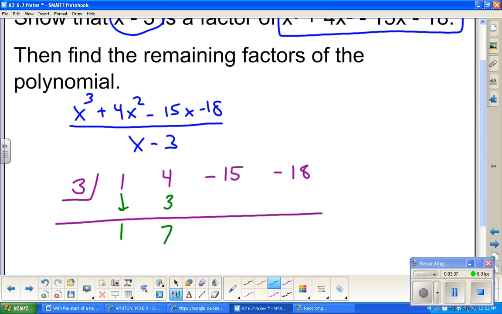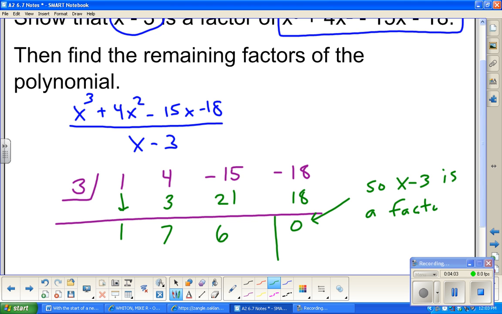And now we just repeat the process again. The 7 times the 3 is 21. Negative 15 plus 21 is 6. 6 times your 3 is 18. And we did get the remainder of 0. So that does prove then that x minus 3 is a factor, because it went into it evenly. And that's all we wanted to do so far. That's step 1, show that it's a factor. To show that, you do this work, you show me the remainder 0. So part 1's done.